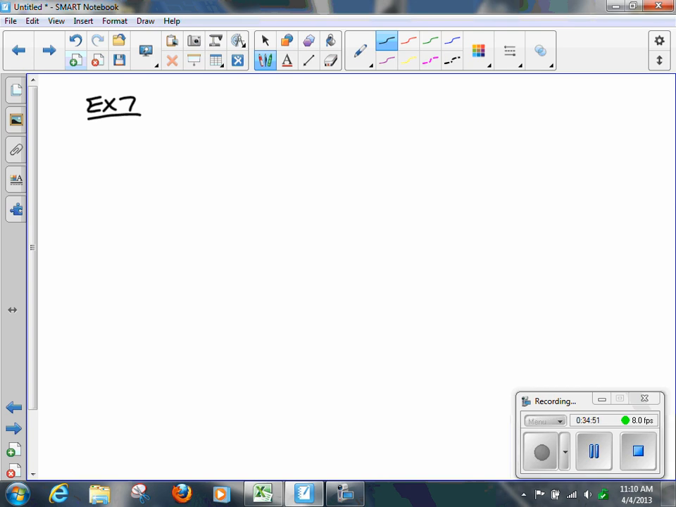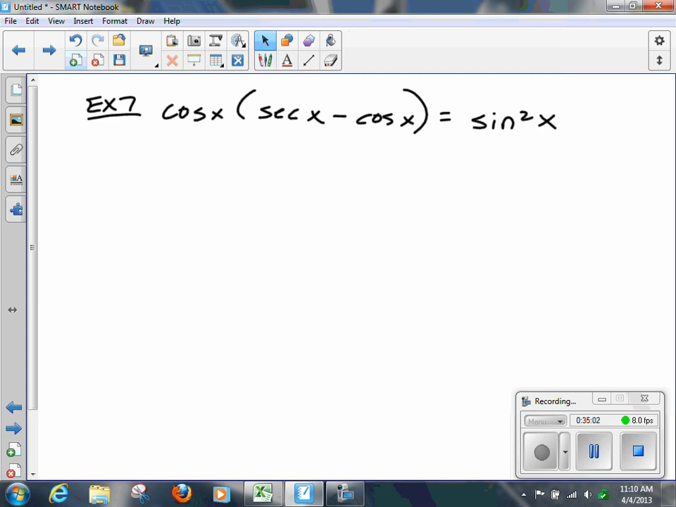Here's one. Cosine x, again with the different ways to solve. Cosine x times the quantity secant x minus cosine x is equal to sine squared x. What are you guys seeing? What are your thoughts on this? We've got multiplication and subtraction, yes? What else? Maria, what are you seeing?